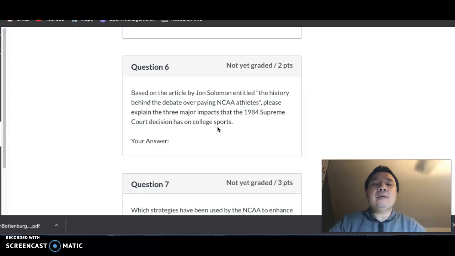They ask you to do the reading, the history behind the debate over paying the NCAA athletes. In this reading, they explain that the 1984 Supreme Court decision had a huge impact on college sports. One of the biggest impacts is that it shifted power from the NCAA to the conferences. In the past, the NCAA on behalf of all its members negotiated broadcasting contracts with broadcasters. After the Supreme Court ruled on this decision, all the power went back to the conferences.